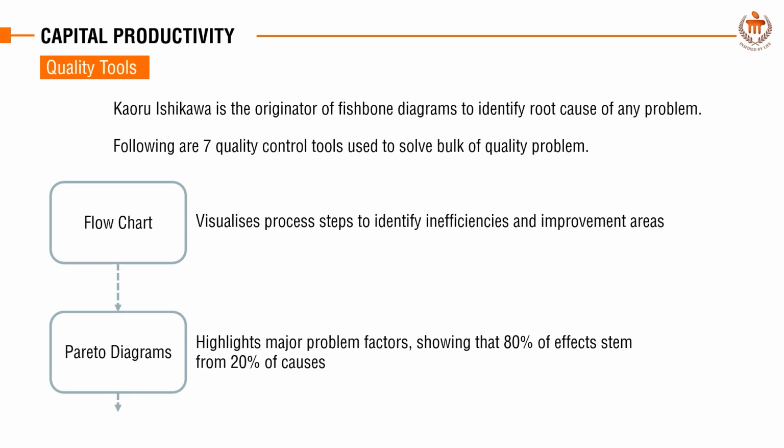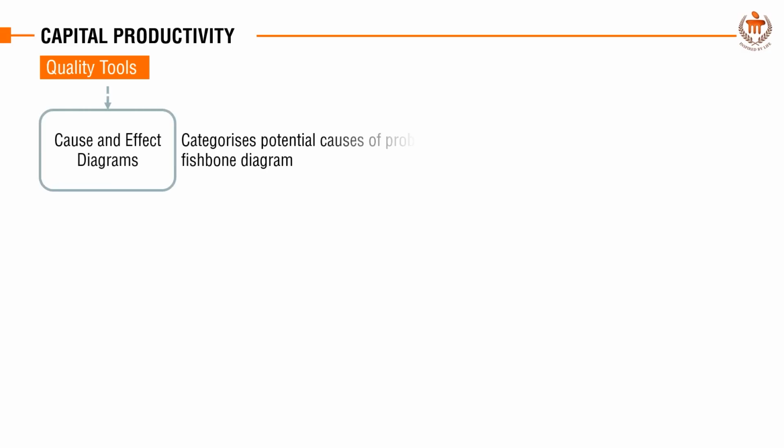These diagrams illustrate the most significant factors contributing to a problem, following the 80/20 rule, which states that roughly 80% of the effects come from 20% of the causes. Cause and effect diagrams, also known as fishbone diagrams, help categorize potential causes of a problem, allowing teams to systematically explore all the possible factors.